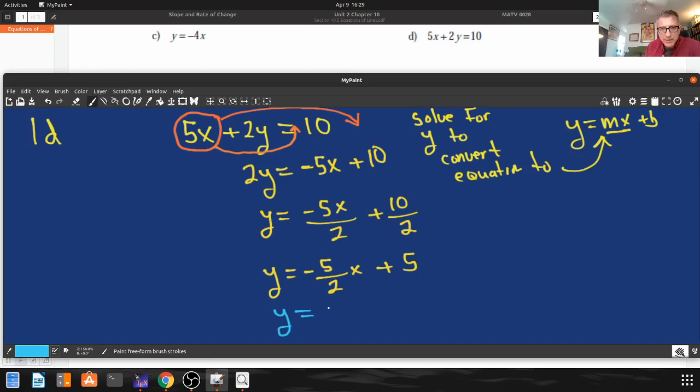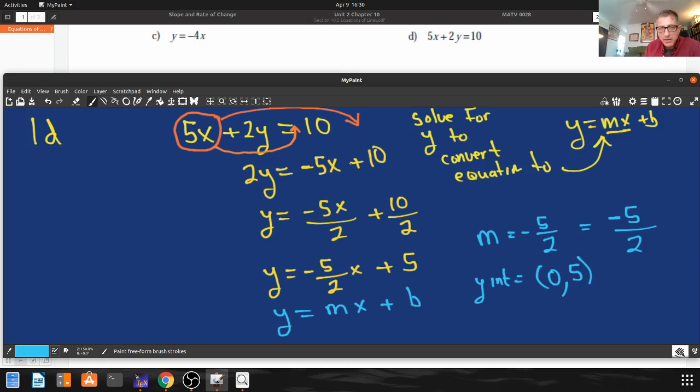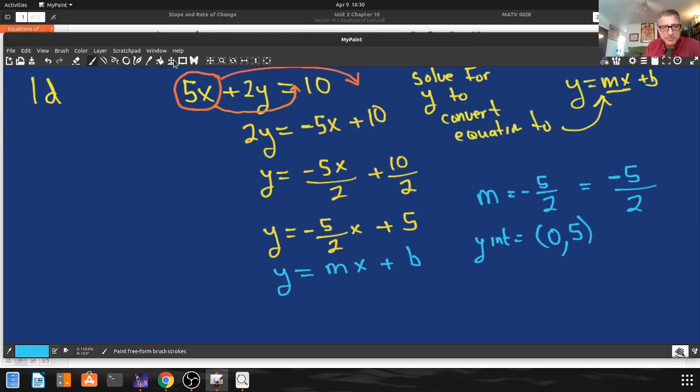Y is equal to mx plus b. So my m value is minus 5 over 2. Let's just go ahead and put the negative in the numerator. My y-intercept is equal to 0. It's always 0 first. And what's my b value? 5. So let's go with that.